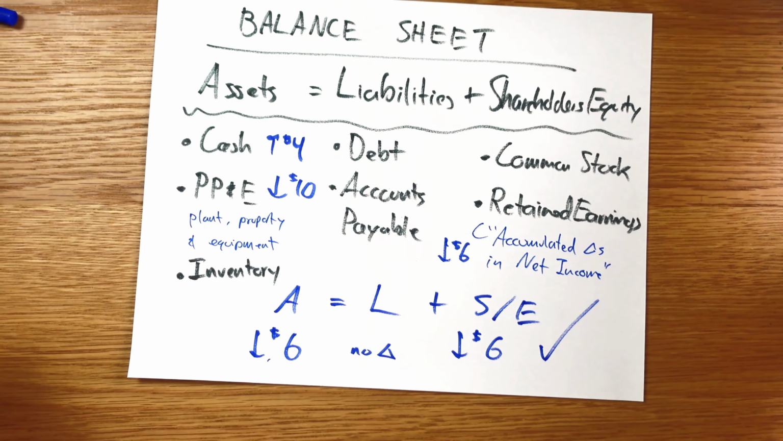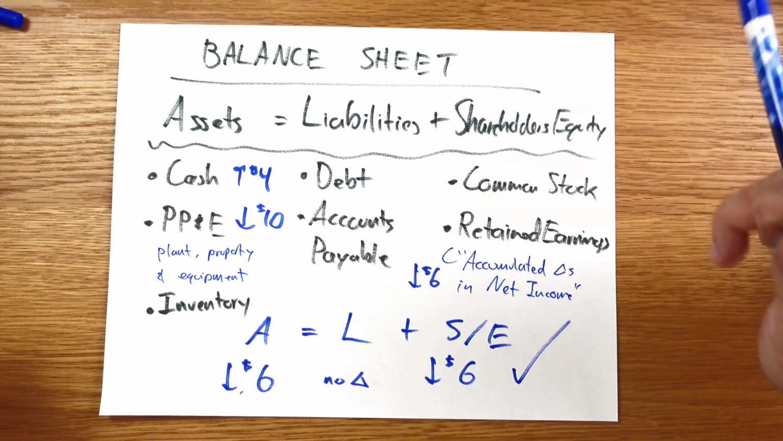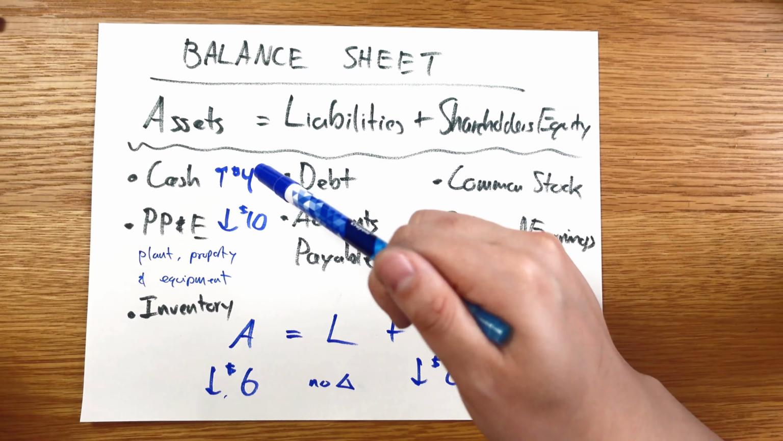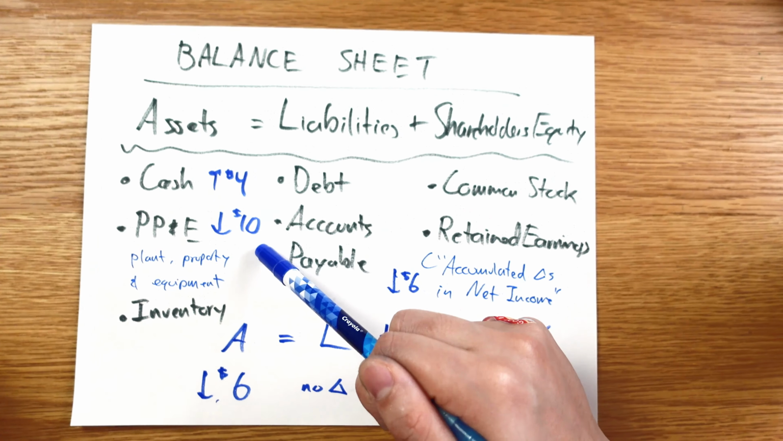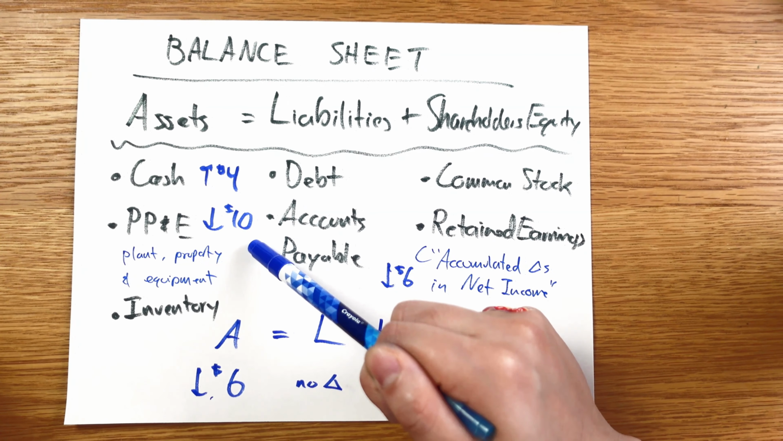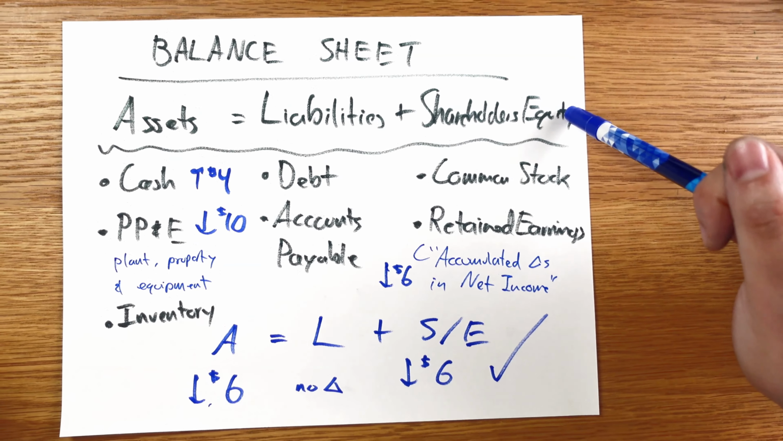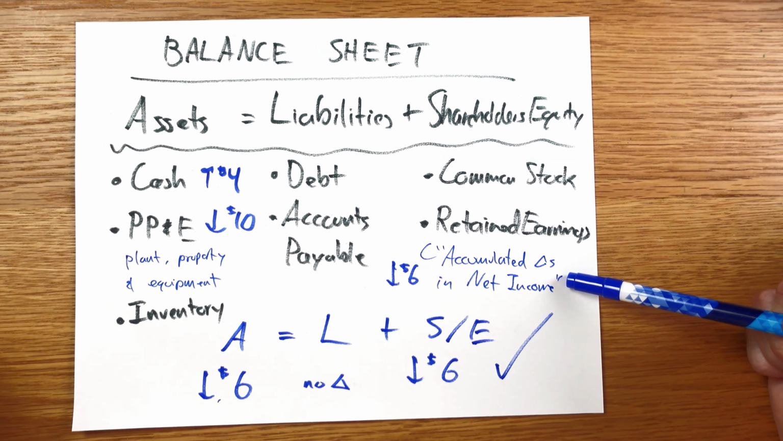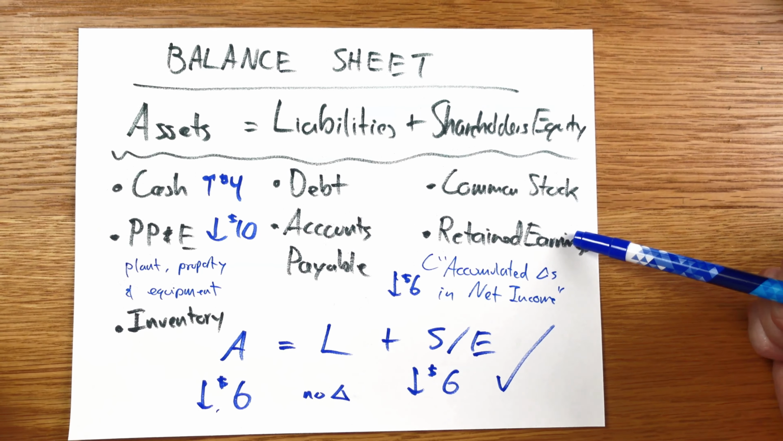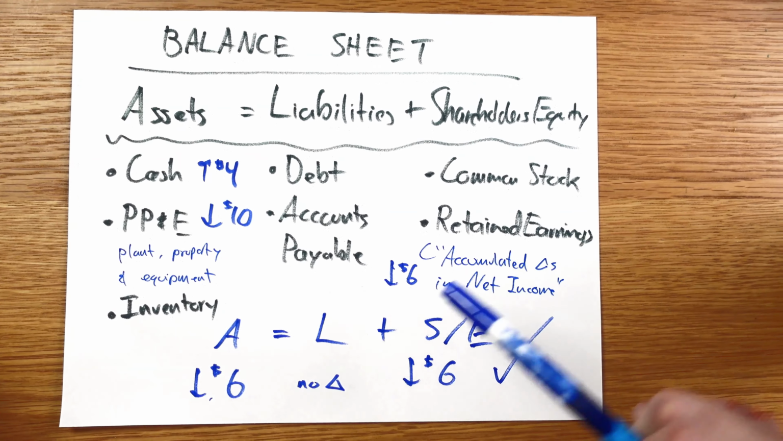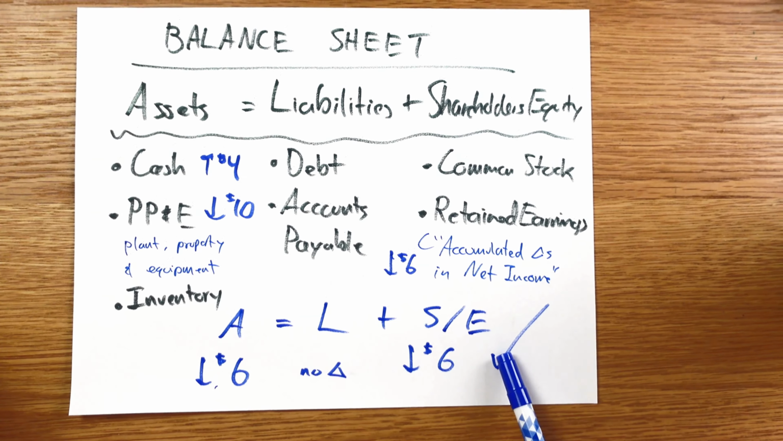Now, this brings us over to the balance sheet, where assets equals liabilities plus shareholders' equity. We just said that cash is up by $4, but PP&E is going to be down by $10 because of the depreciation. So overall, on the asset side, we're down by $6. In shareholders' equity, our net income is down by $6 from the income statement, and so retained earnings is going to be down by $6 as well. And then our balance sheet balances.